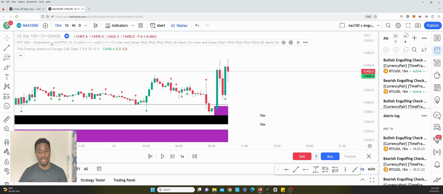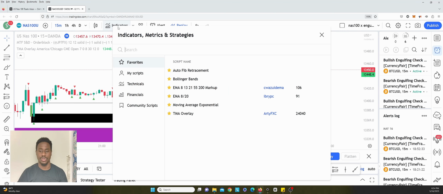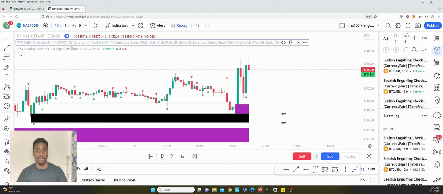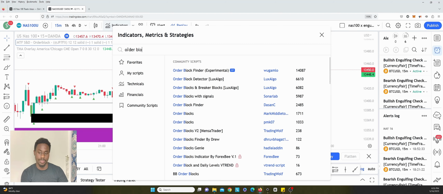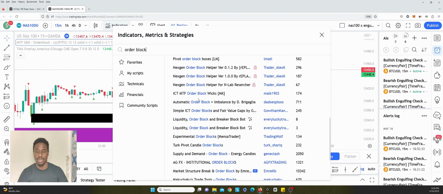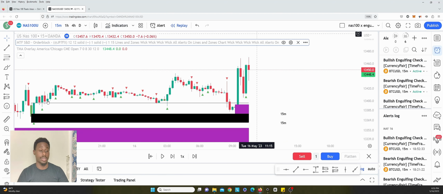So that's what I'm looking at for the Nasdaq 100. As I said, I made no trades today, but just to show you what I'm working with and what I'm probably going to use. There's one indicator called TMA overlay, and the other indicator is, I think, order block. I don't know which one it is actually. I'm sorry. I'm not sure.